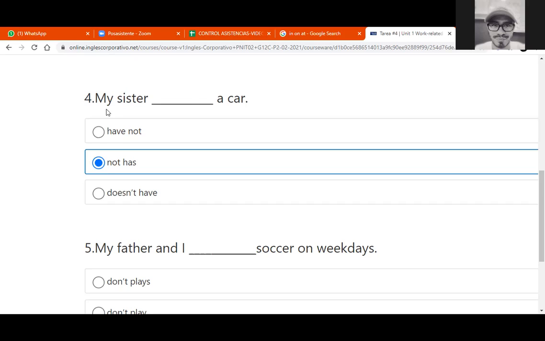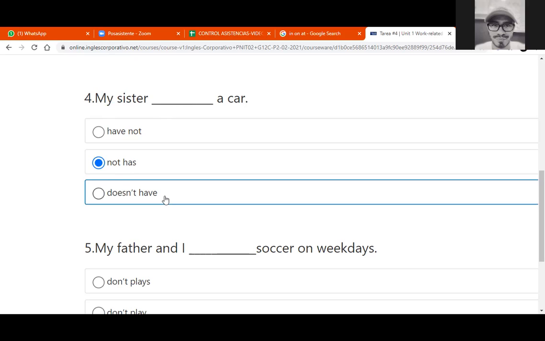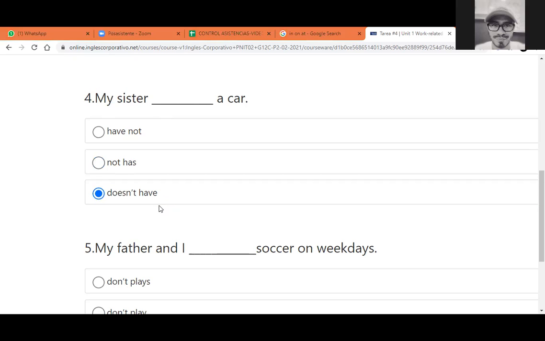Pero acá el determinante my está diciendo que es suya, que le pertenece a usted. My sí, sister. Pero en realidad, cuando decimos my sister, we're referring to a she, not to you. Estamos hablando siempre entonces de una tercera persona. De una tercera persona, exacto. Okay. So we put my sister doesn't have a car. Doesn't have.